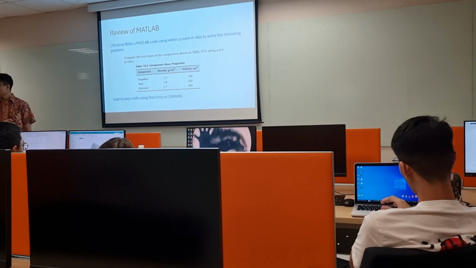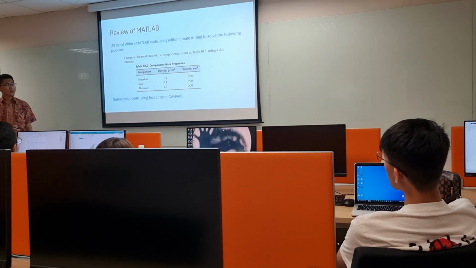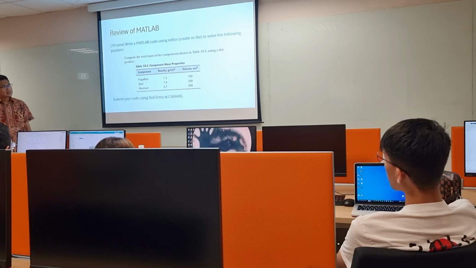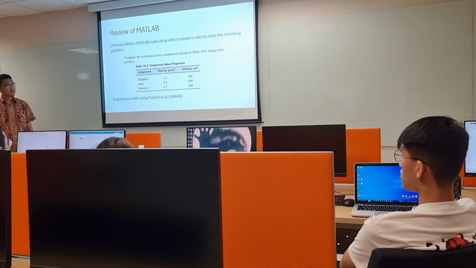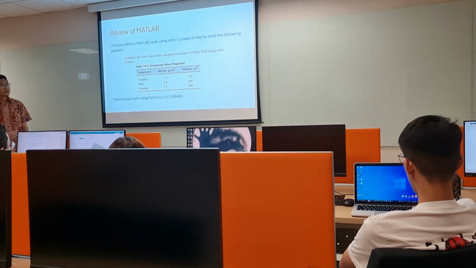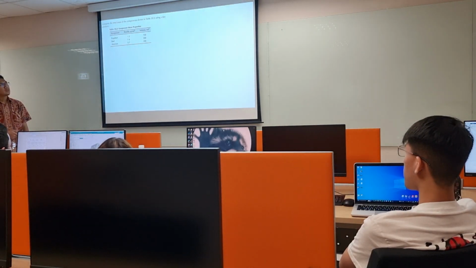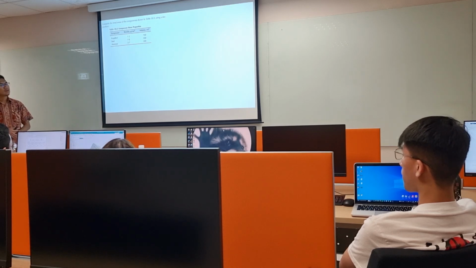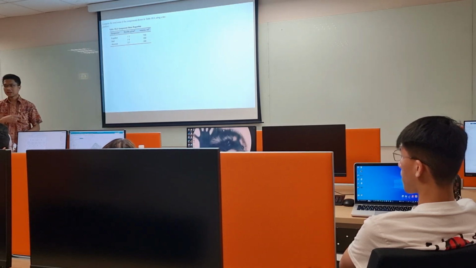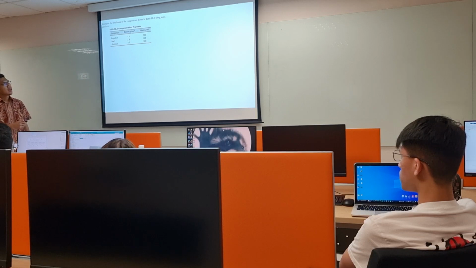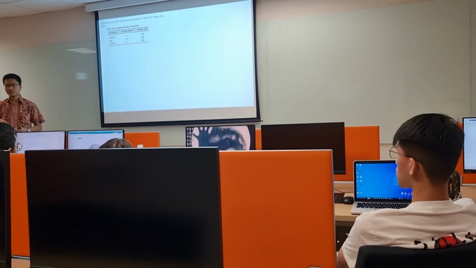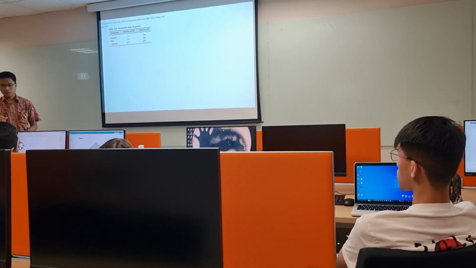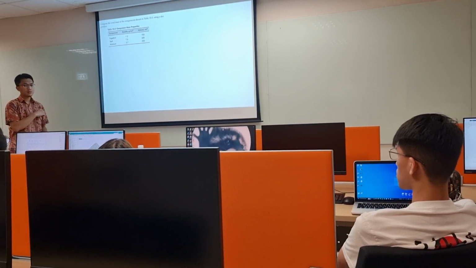Last week's problem. Remember this? We have density, volume, and then you are asked to compute the total mass of all of these components. So what you need to do is compute them in array fashion. For example, density times volume plus density times volume plus density times volume, on your paper, or you can also do it like that.